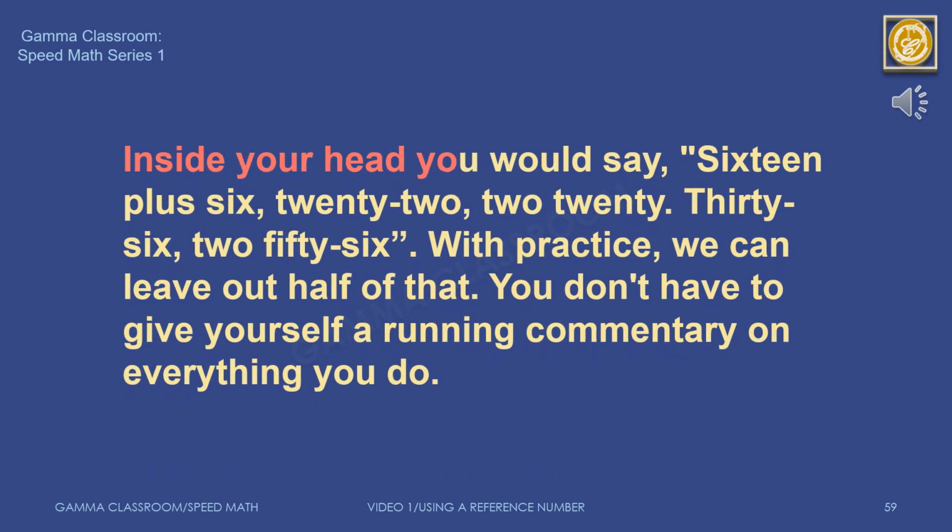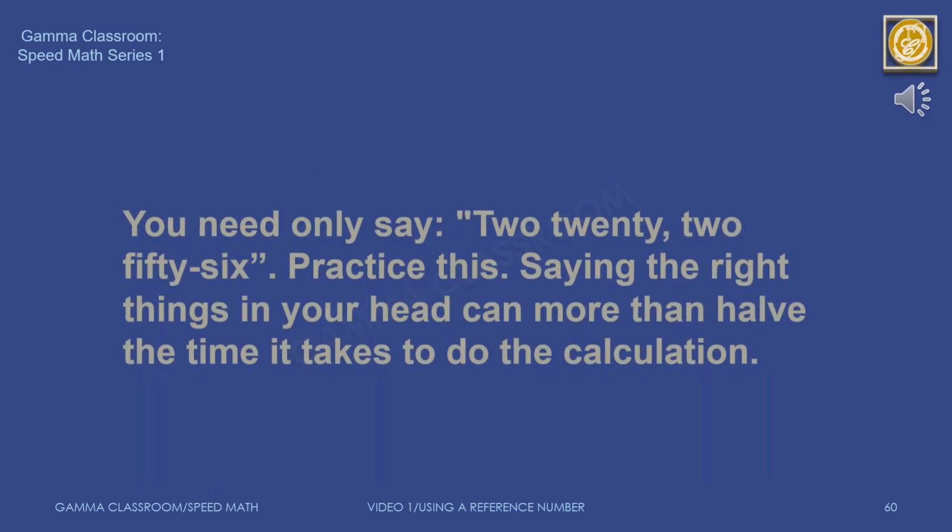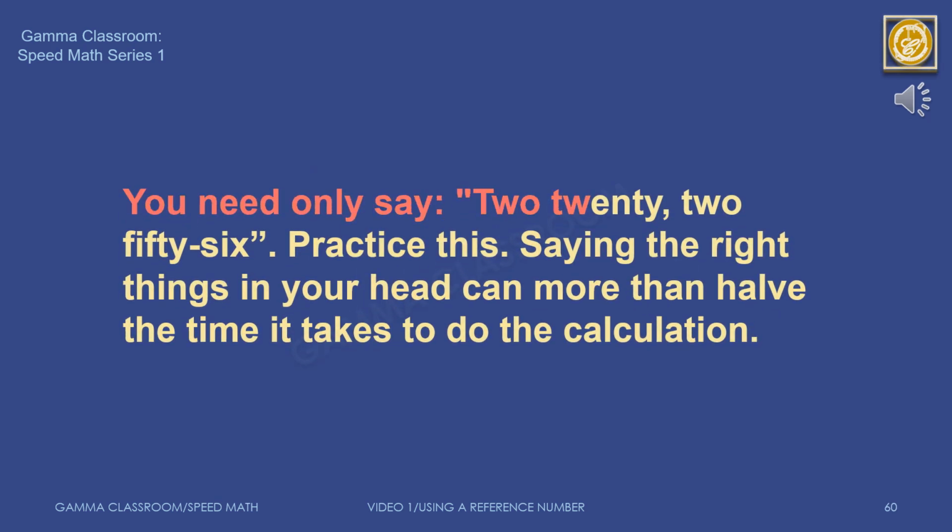Inside your head you would say, 16 plus 6, 22, 220. 36, 256. With practice, we can leave out half of that. You don't have to give yourself a running commentary on everything you do. You need only say, 220, 256. Practice this. Saying the right things in your head can more than halve the time it takes to do the calculation.